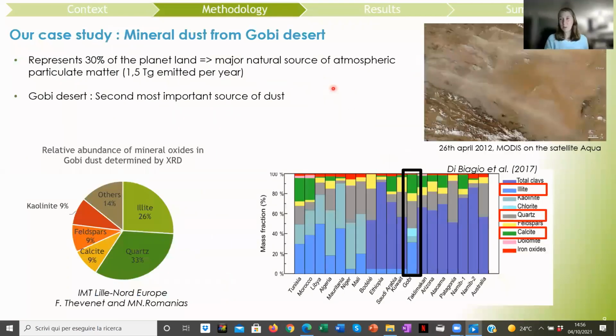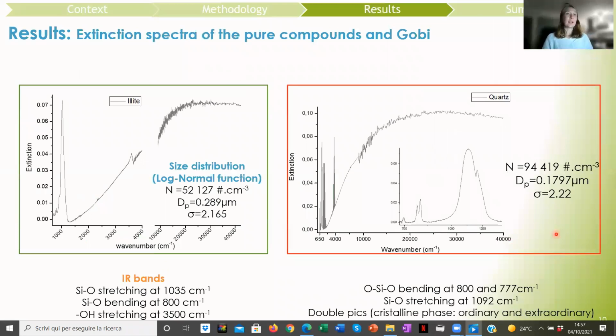So let's focus on our case study. Our case study is mineral dust from the Gobi Desert. Why did we choose mineral dust? Because mineral dust is one of the major sources of aerosol in the atmosphere. And why Gobi? Gobi was really interesting because it has a complex chemical composition. Our sample is coming from the EMT, and as you can see in the chemical composition, we have halite, quartz, and calcite, which are the main pure compounds inside Gobi. And we also found this in other work in the literature. Next, we will apply the methodology I presented previously on Gobi and its three main compounds, halite, quartz, and calcite. So let's see some results.